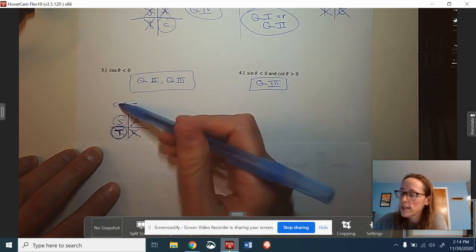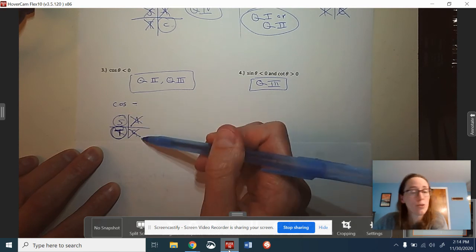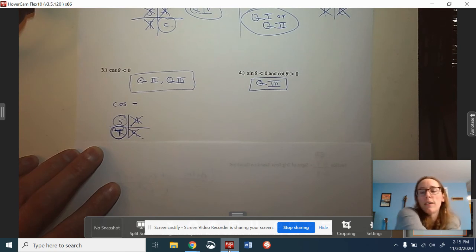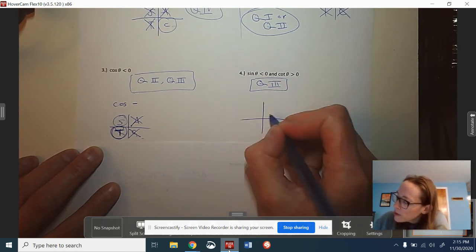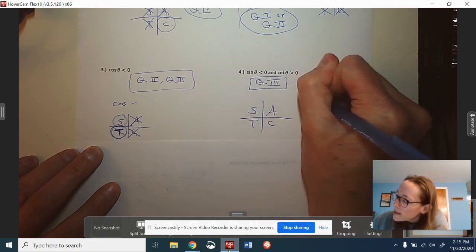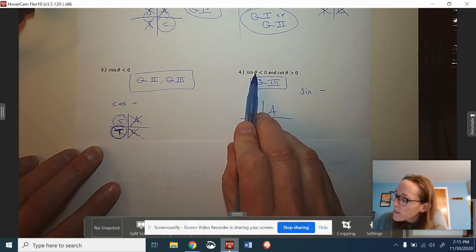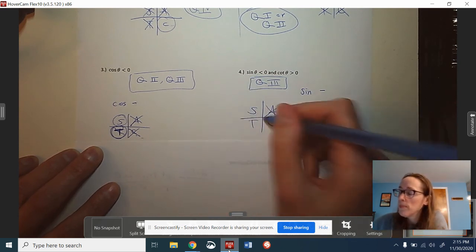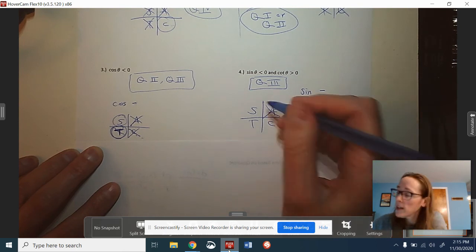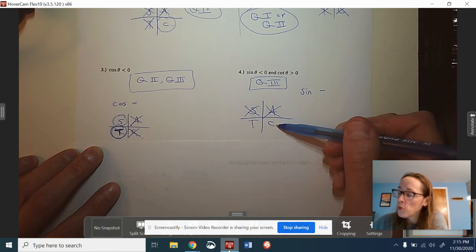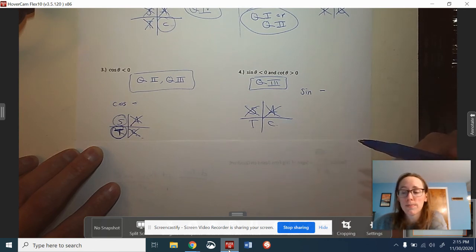So looking for where cosine's negative, we have to cross out 1 and 4 because cosine would be positive, but 2 and 3 would be possibilities because that's where cosine would be negative. And then for this one over here, we do a little All Students Take Calculus. The first fact is that sine is negative. Let's use that fact first. If sine's negative, we can't be in 1 because that would be positive there. Can't be in 2 because sine would be positive there. We could be in 3 or 4 because sine is negative in each of those.